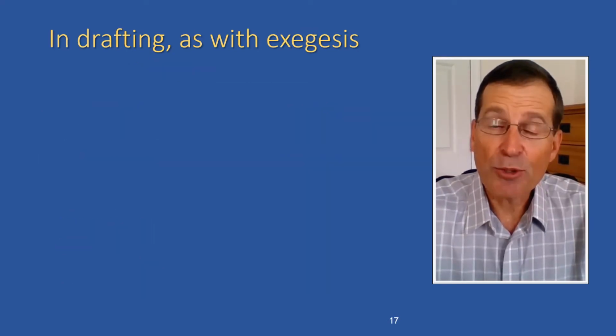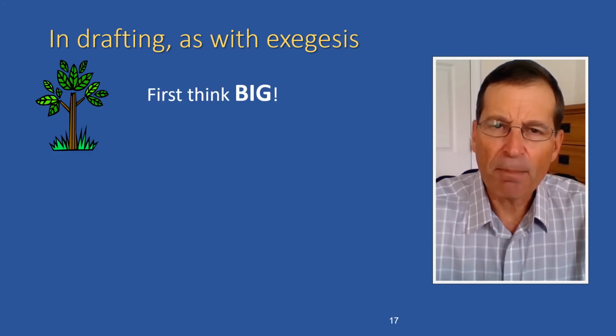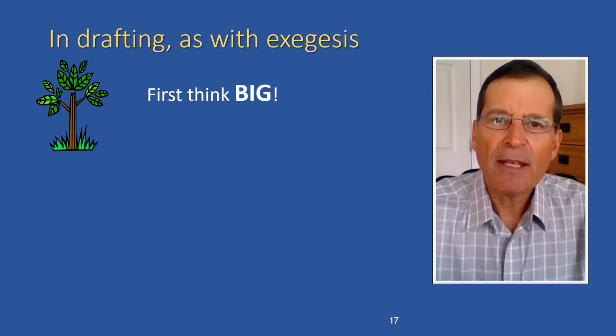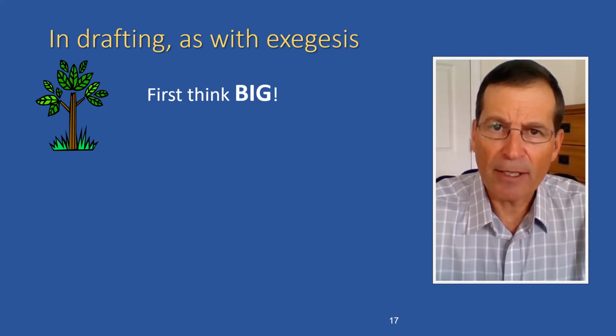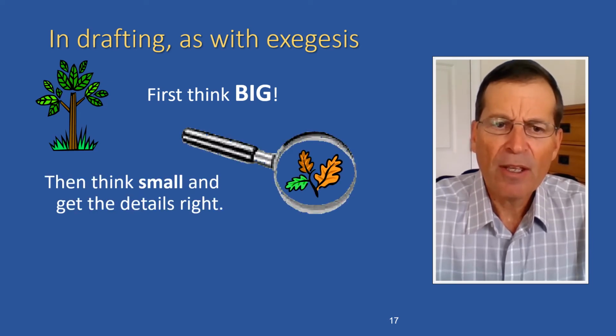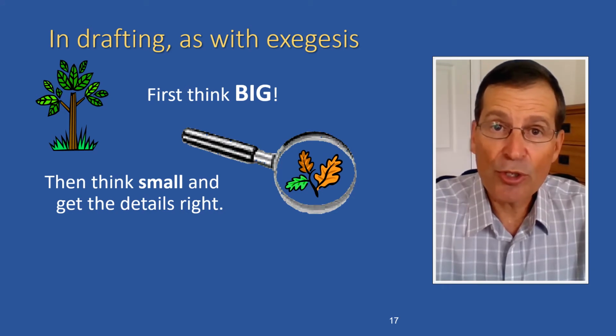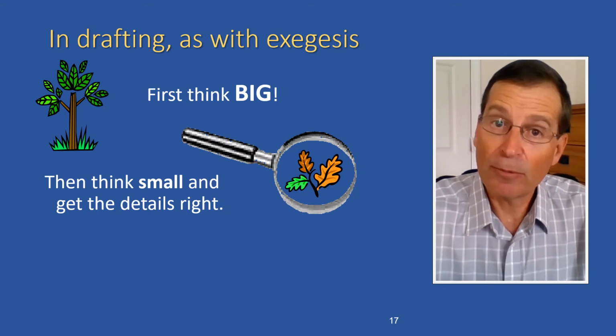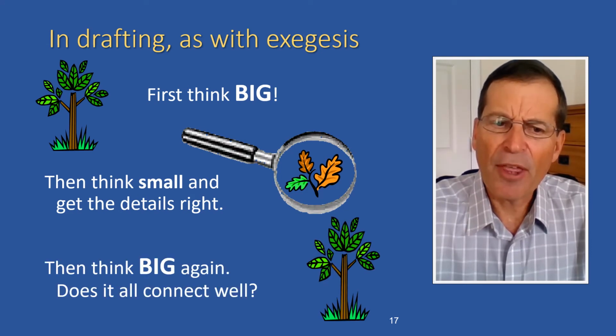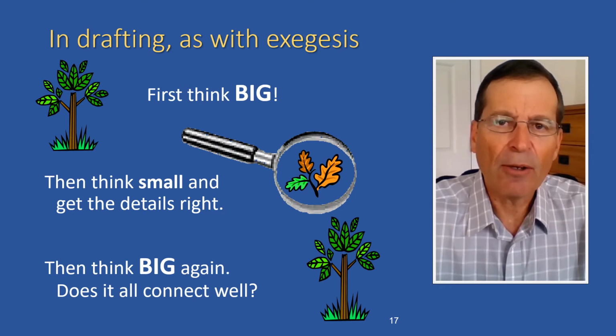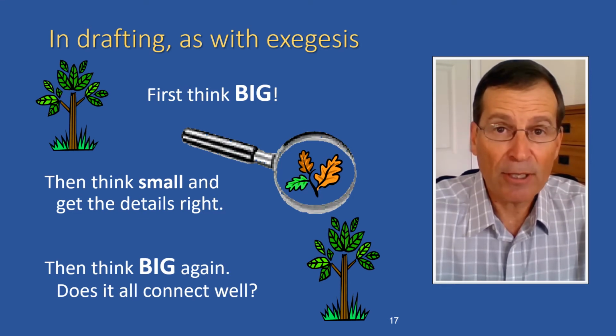In drafting, as we did with exegesis, first think big. For me, this means thinking through the whole passage, internalizing it and saying it in your mind, and writing that then as your first draft. Then think small. Focus on the details and get them right. Compare your first draft against other versions to make sure that you haven't left anything out or added anything. And then think big again. Does it all connect well? When you do a read aloud, is it natural sounding and clear?